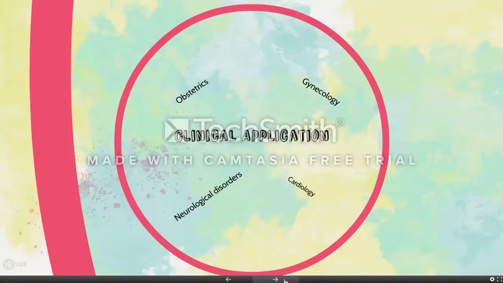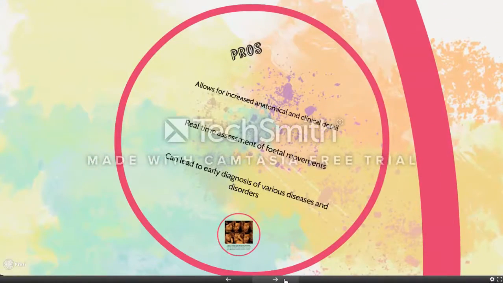So the areas include obstetrics, gynecology, neurological disorders, and cardiology. Some of the pros for 4D ultrasound include allowing for the display of fetuses in real time. Some of these features include facial expressions such as grimacing, breathing, and mastication. Unlike 2D ultrasound, 4D ultrasound can display more detail, which is generally more useful in a clinical setting. This can be particularly helpful during pregnancy, especially if abnormalities occur during development.